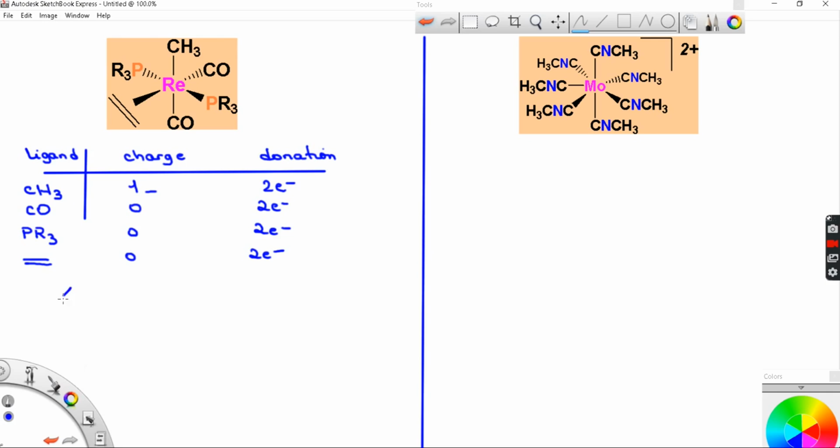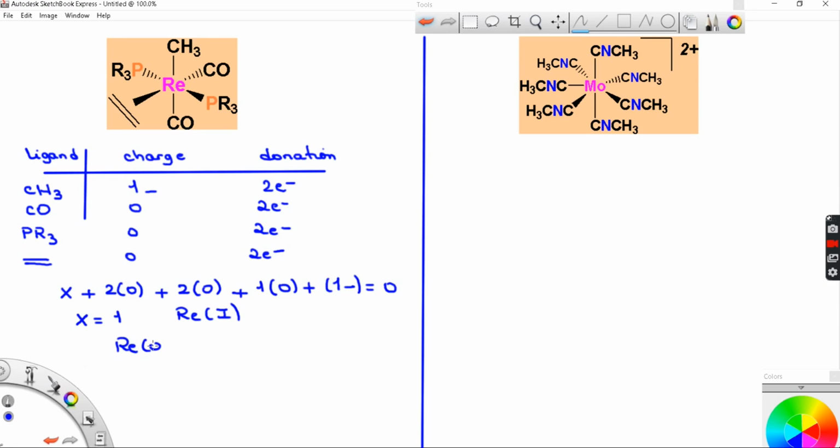Second, we find the oxidation state of the metallic center. X plus 2 CO, 2 times 0, plus 2 phosphine, 2 times 0, plus 1 alkene, 1 times 0, plus 1 methyl, 1 minus, is equal to the charge of the complex, and the complex is neutral, so equal to 0. In this case, X equals 1, and we have Re 1.